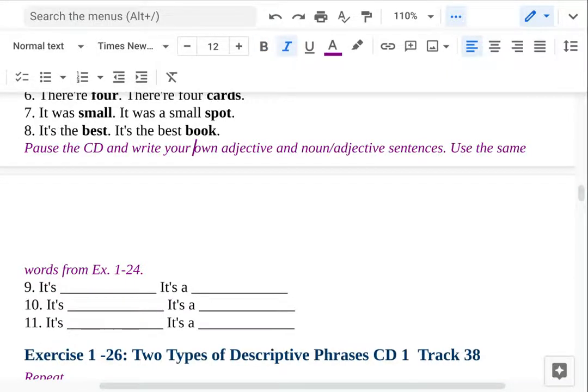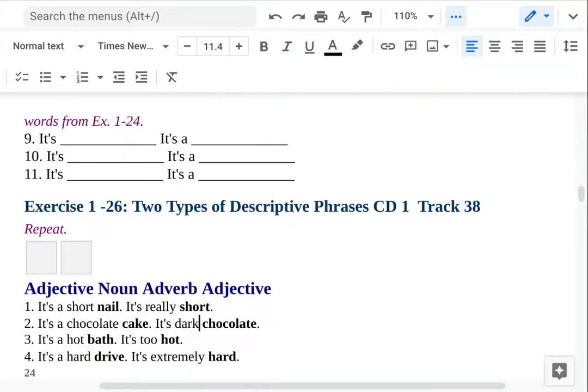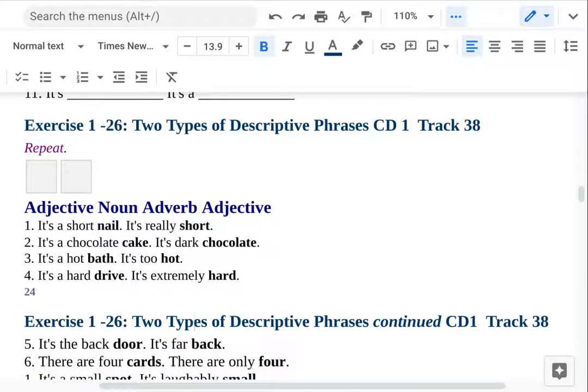Exercise 126. Two types of descriptive phrases. Repeat. 1. It's a short nail. It's really short. 2. It's a chocolate cake. It's dark chocolate. 3. It's a hot bath. It's too hot. 4. It's a hard drive. It's extremely hard.